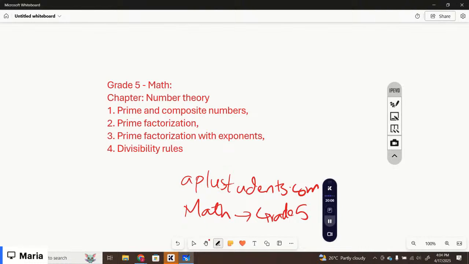There you can find a list of the chapters. We're going to start with chapter number 3. The lessons we're going to cover today are prime and composite numbers, prime factorization with exponents and divisibility rules. So please make sure you have your notebook and pencil so that you can note down the important examples and definitions as well.